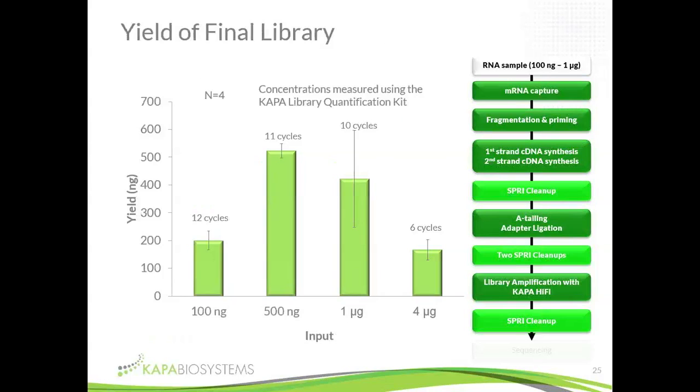We also implement using the library quantification kit to examine final library concentrations. As mentioned, optimal cluster density is dependent on the appropriate concentration of PCR amplifiable DNA molecules, and therefore qPCR is the most accurate method to determine library concentrations prior to sequencing. It also enables accurate pooling of samples if this is part of your workflow. These UHR samples were amplified to obtain final library concentrations in the range of 200 to 500 nanograms.